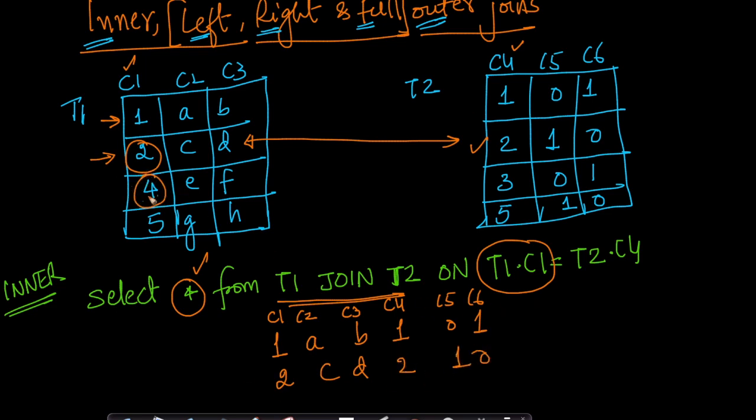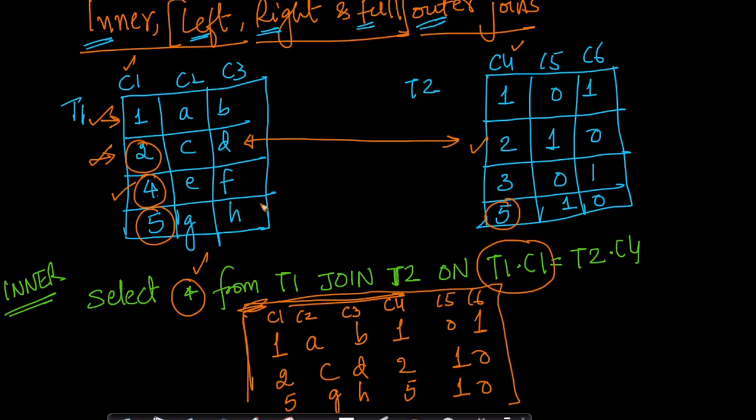Now let's look at 4. These two are resolved. Is 4 present anywhere? No, 4 is not present anywhere. So you would not get a row corresponding to 4. So this is also solved. What about 5? Is 5 present here? Yes, 5 is present here. So I would get 5, GH from here. My C4 is again 5, and I would get 1 and 0. This is going to be my resultant table if I perform a simple inner join.